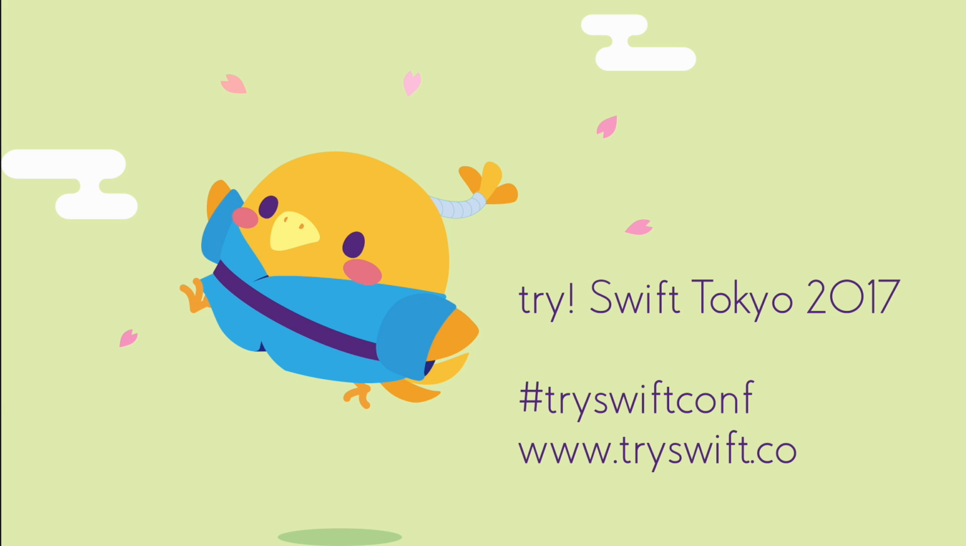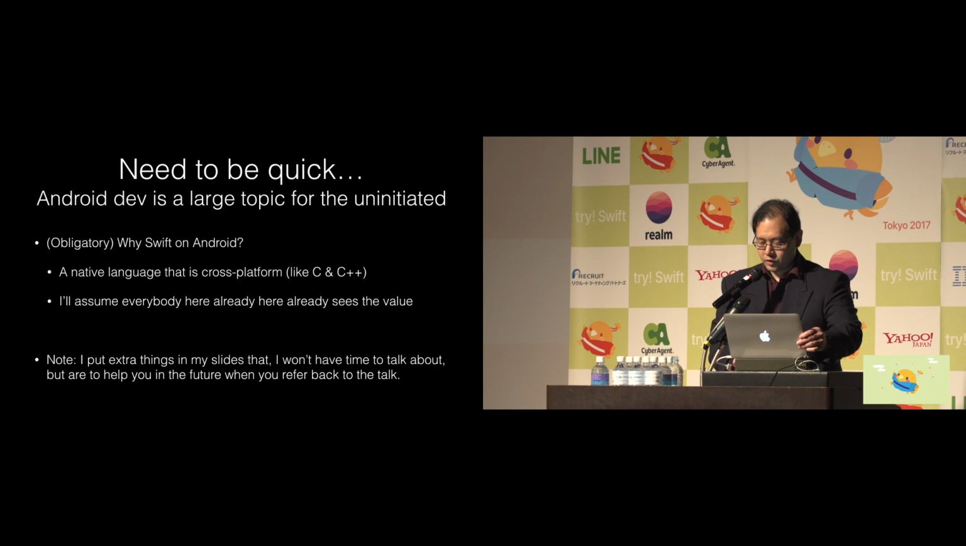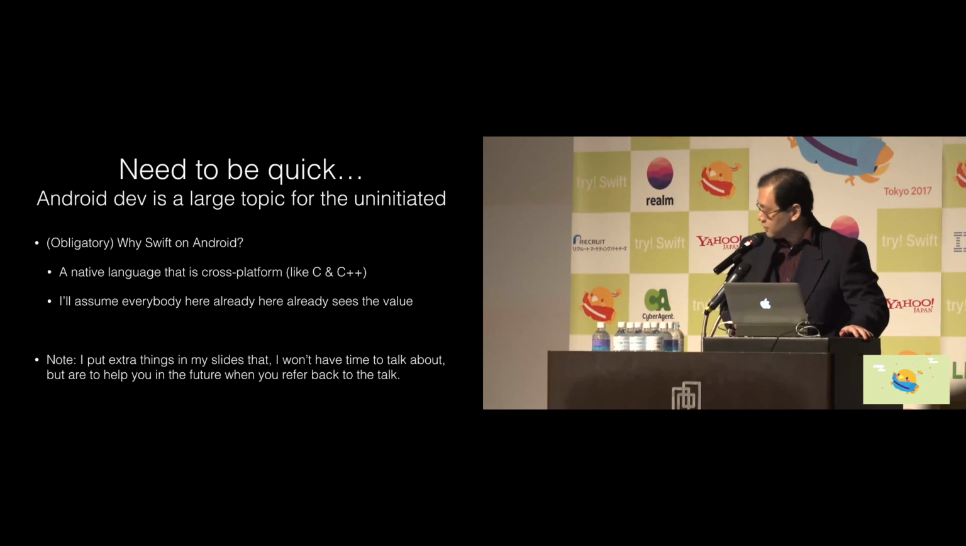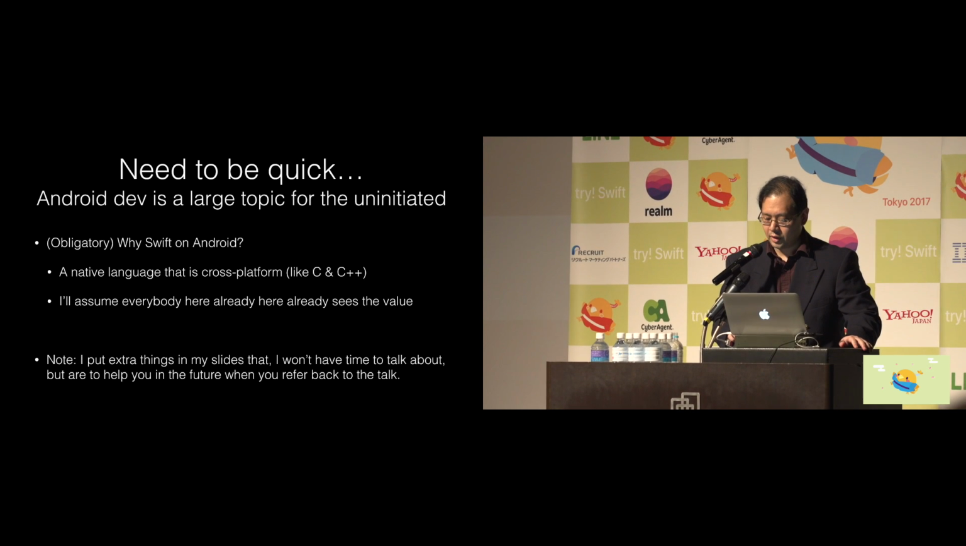Android's a hard topic, so I have a lot of material to cover, so I want to make sure to cover the technical things that you will not find anywhere else. So for "why Swift on Android," I want to zip through and assume everybody here can imagine useful cases for having a cross-platform native language like Swift available on Android. Also, don't worry about keeping up reading everything on the slides as I go, especially those sitting in the back. I put extra things in my slides to help you in the future when you refer back to this talk.